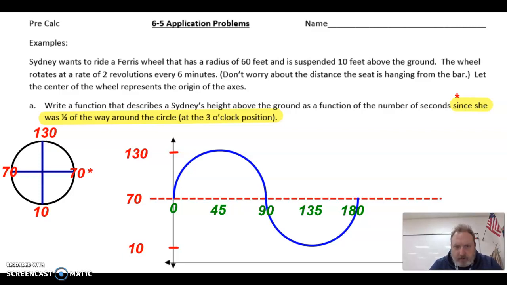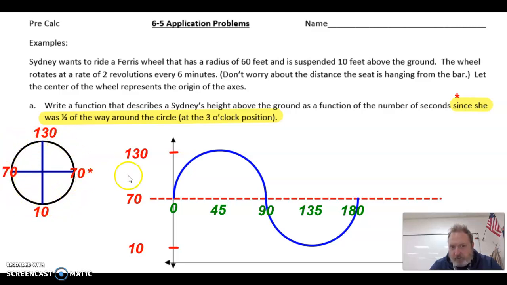So we've got Sydney here. She's on the Ferris wheel. It says it has a radius of 60 feet, suspended 10 feet above the ground. I'm going to stop right there. So that tells us that if you think of the Ferris wheel this way, when you're at the bottom of the wheel, you're at 10 feet. When you get to the midline here, you're at 70 because you've got a radius, and then back up to 130, back to 70, down to 10 as you spin around this Ferris wheel.